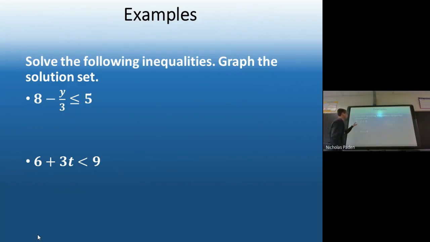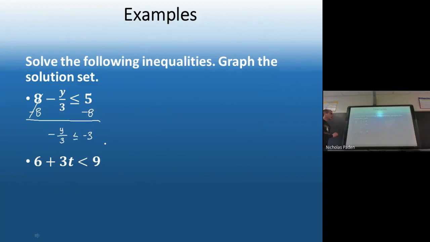Okay, so 8 minus y over 3 is less than or equal to 5. This one's kind of tricky. Remember though, add or subtract first. I would be subtracting 8 because I want to get rid of that positive 8. So subtract 8 on both sides. That cancels this off. Now notice what I'm left with on the left-hand side. Minus y over 3 is less than or equal to 5 minus 8, which is -3.